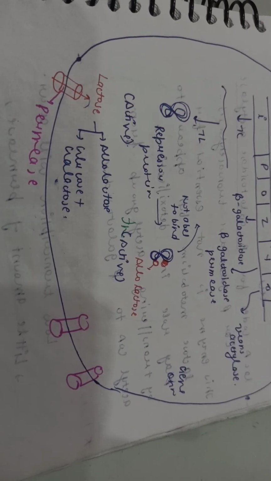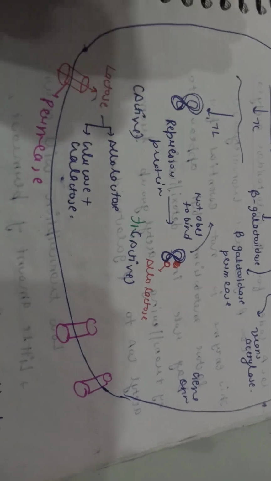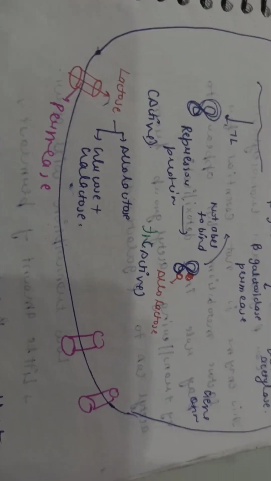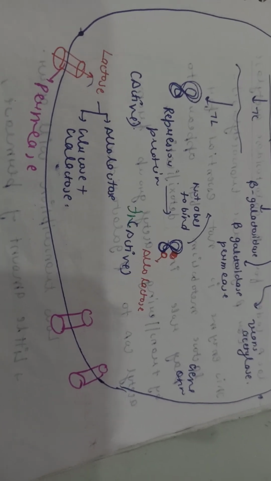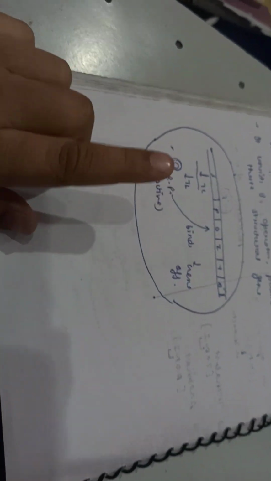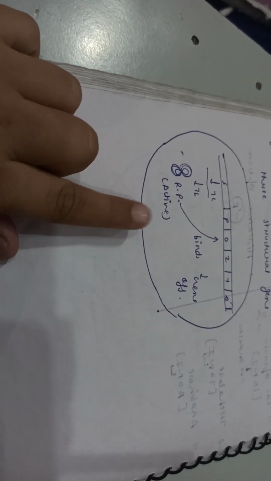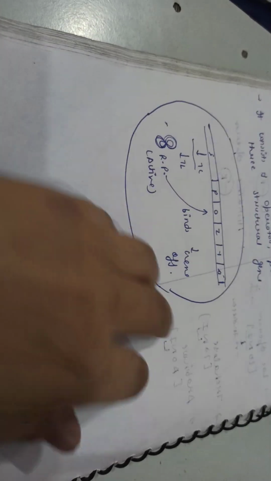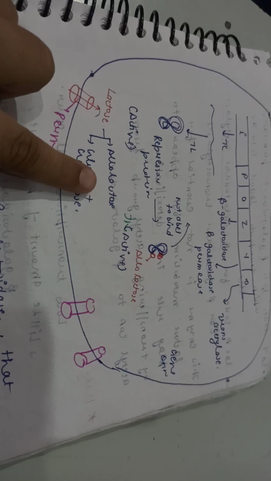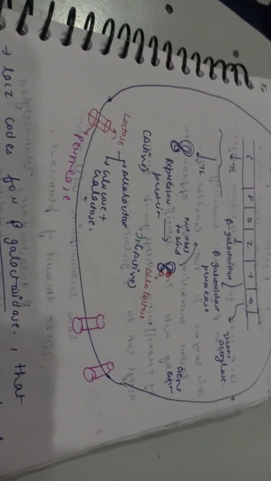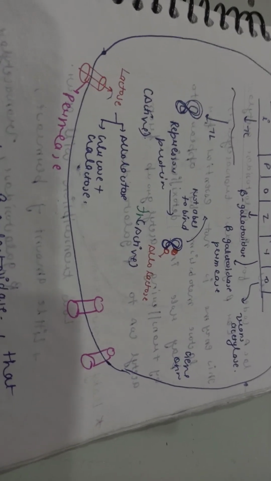What do you mean by inducible? Induce means you are making it active. It means off is converted into on. So the first situation was this, because initially it was off. After we add the inducer, it will get on. How will it get on? So we will learn this.